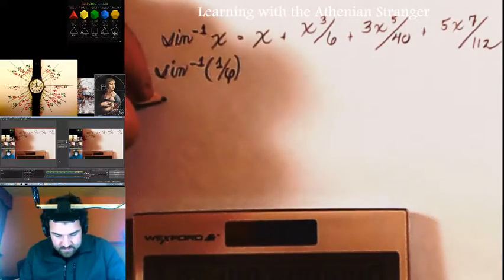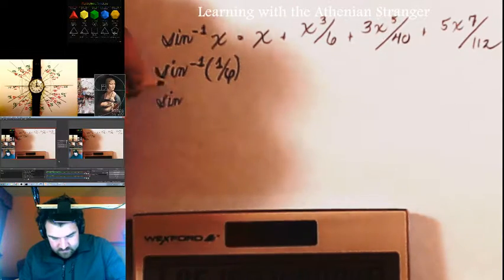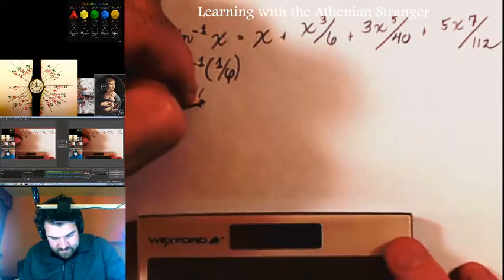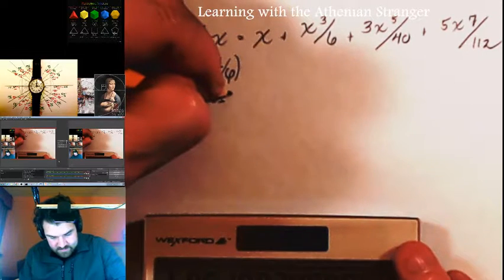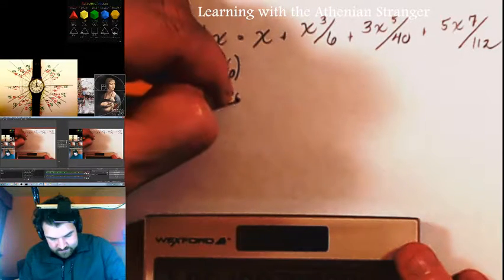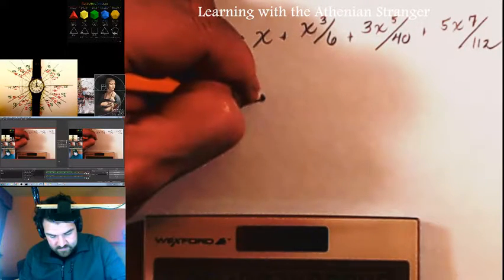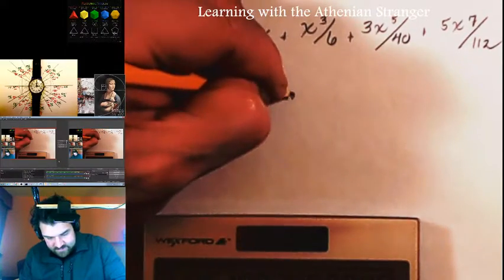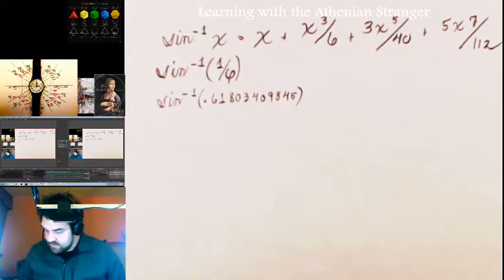So what I'm looking for here, ladies and gentlemen, is the arcsine, or inverse sine, of this decimal right here, 0.618033401854. That's what I'm going to do.